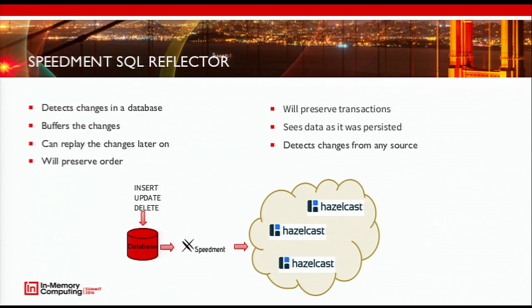So what about the reflector then? We detect changes in the database, we buffer those changes, and we can replay the changes later on. We preserve the order in which they were made, which is important, of course. We preserve transactions, and we will see data as it's persisted, because maybe you have triggers or stored procedures or anything that modifies the data. So we will see what's actually put in the database. And it detects changes from any source. It doesn't matter how you update your database. It can be your own application, it can be a third-party application, scripts or stored procedures or triggers or whatever. It doesn't matter. We will sniff it up. And so you can feed it to, for example, Hazelcast in this example here.